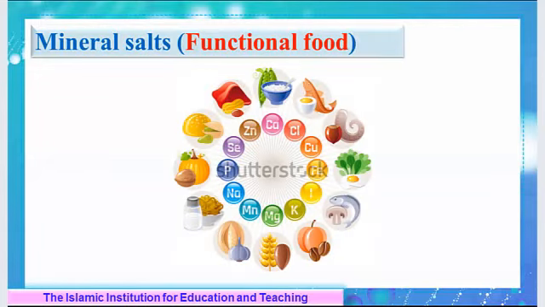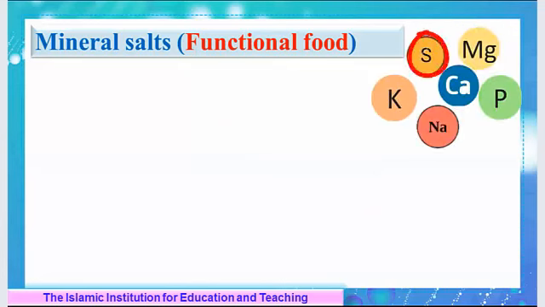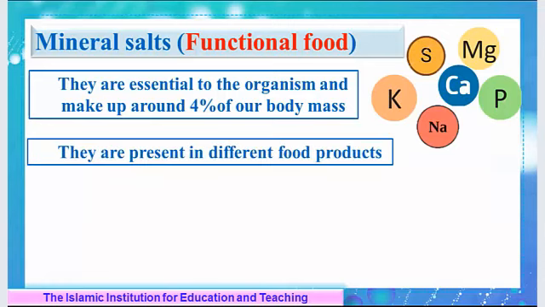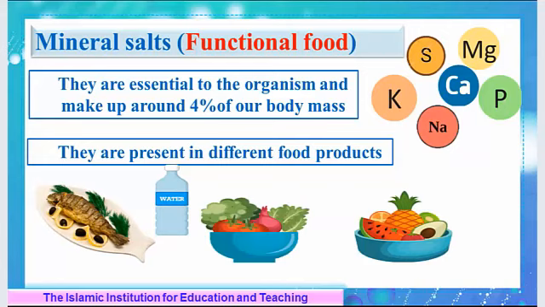You might have seen many advertisements of mineral-rich food items. Let's know why they are so important for the body. Magnesium, sulfur, calcium, potassium, sodium, phosphorus are very essential to the organism and make up around 4% of our body mass. We get mineral salts from different food products such as fish, water, fruits and vegetables, table salt, and nuts.